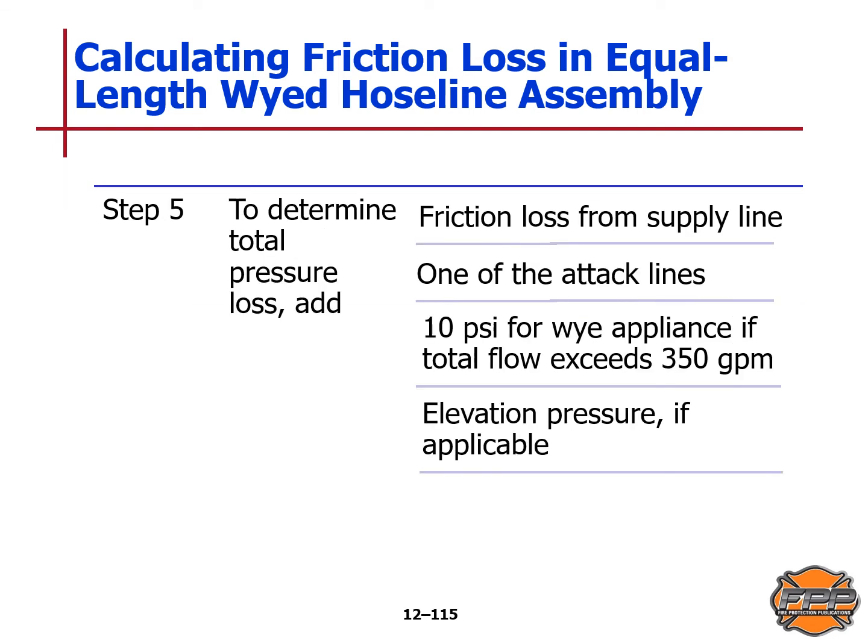Step 5, to determine total pressure loss, add friction loss from the supply line, one of the attack lines, and 10 psi for Y appliances if the total flow exceeds 350 gallons per minute, and calculate elevation pressure if applicable.